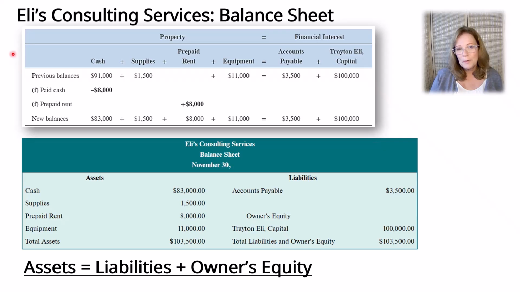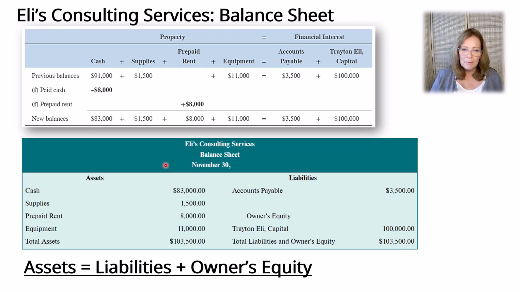One of our first financial statements is the balance sheet, and we have all the information that we need in our table that we prepared. We start by preparing the header of the report, which shows the name of the business, Eli's Consulting Services, the type of report, balance sheet, and the date for the report, in this case, November 30th.